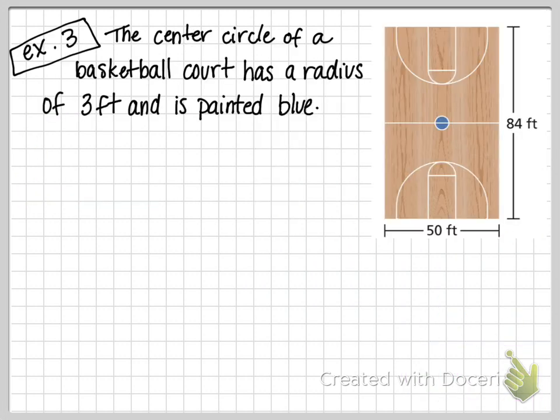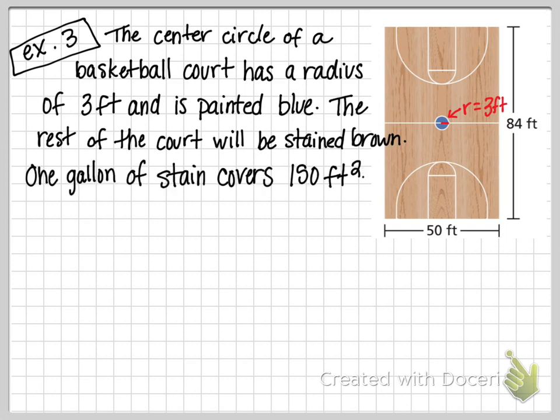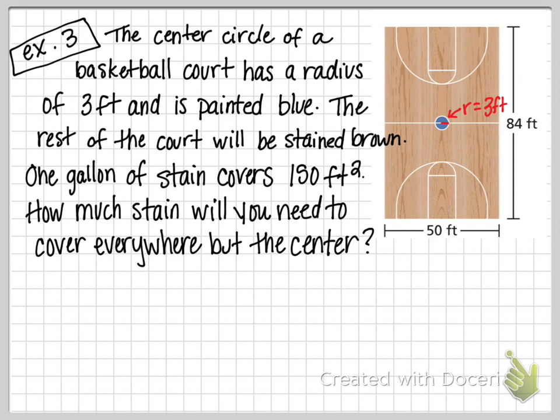All right, last one, little word problem. So here we have a basketball court where it tells us that the center of the court, that you can see it's a little blue circle there, the center of the court has a radius of 3 feet. So this has a radius of 3 feet. Okay, that little blue circle, it's painted blue. The rest of the court outside of that blue circle is going to be stained brown. They also tell us that 1 gallon of stain covers 150 square feet. How much stain will you need to cover everywhere but the center?